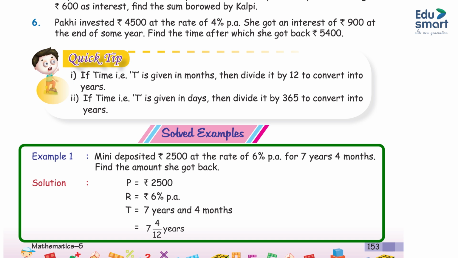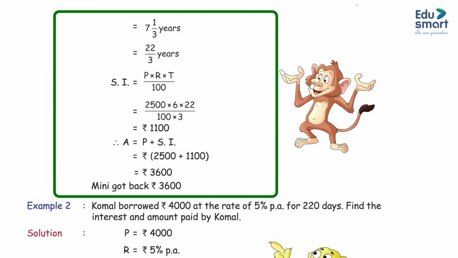Solution: P is equals to rupees 2,500, R is equals to 6% per annum, T is equals to 7 years and 4 months is equals to 7, 4 upon 12 years is equals to 7, 1 upon 3 years is equals to 22 upon 3 years. SI is equals to P into R into T upon 100 equals to 2,500 into 6 into 22 upon 100 into 3 is equals to rupees 1,100. A is equals to P plus SI is equals to rupees 2,500 plus 1,100 is equals to rupees 3,600. Minnie got back rupees 3,600.